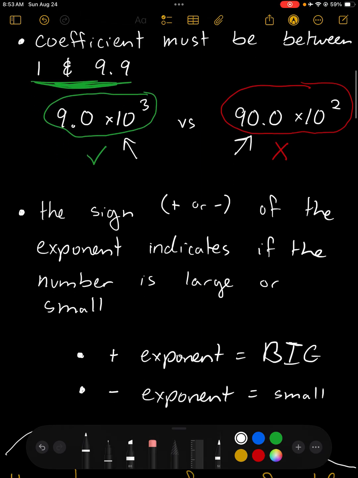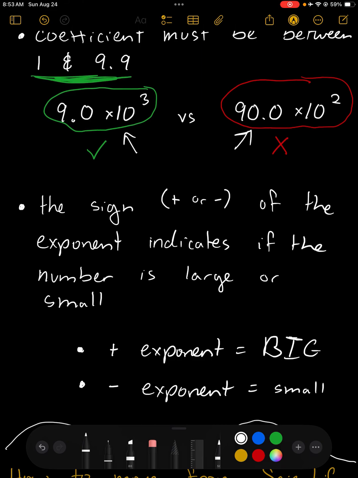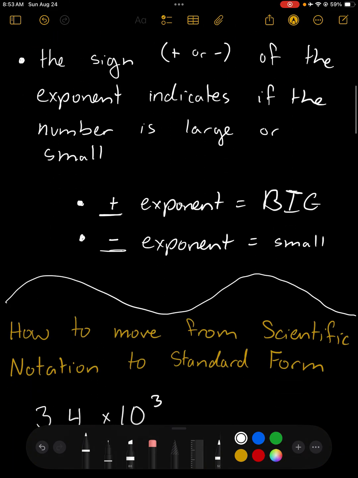The second rule is that the sign, either positive or negative, of the exponent value indicates if that number is big or small. So again, the exponent value that I'm talking about would be this one right here. If that exponent happens to be positive, that means that you are looking at a larger number. If that exponent value is negative, that means you are looking at a smaller number.